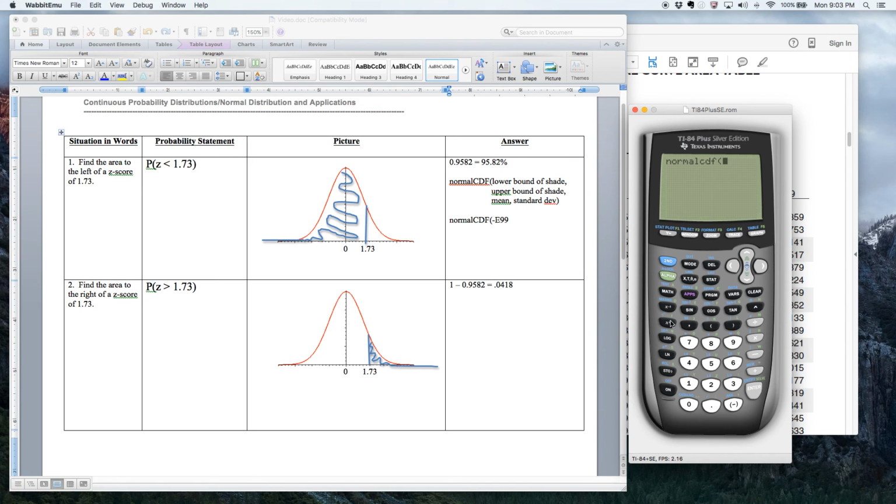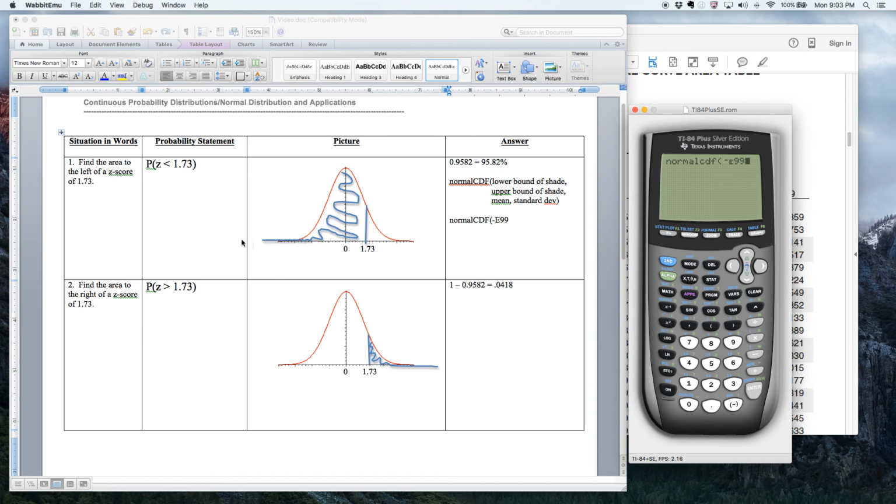That is the number. So to type negative E99, you have to hit a negative sign, which is down here at the bottom. And then you got to hold second comma. Notice it puts that little E. That's scientific notation for 10 to the. And then you have to physically type 2 nines. Now that, for the calculator, is negative infinity.